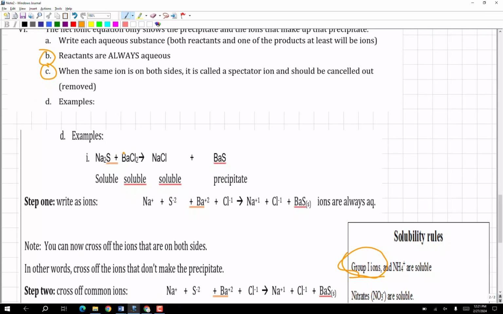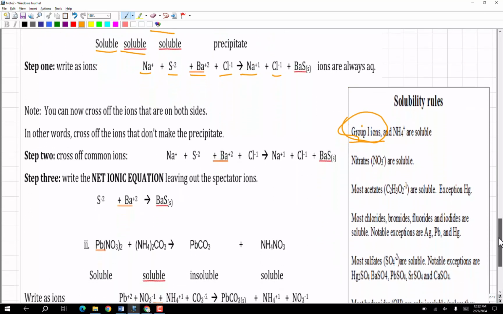Na2S plus BaCl2 yields NaCl plus BaS. Okay, so the reactants will always be soluble. So I know I have to write those as ion, ion, ion, ion. Okay? Now I've got to figure out, is NaCl soluble or precipitate? Well, Na is a group 1. Group 1 is soluble. Ion, ion.